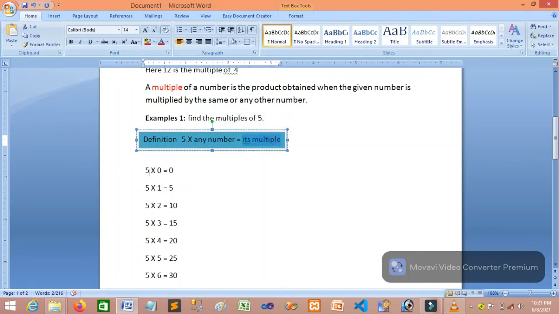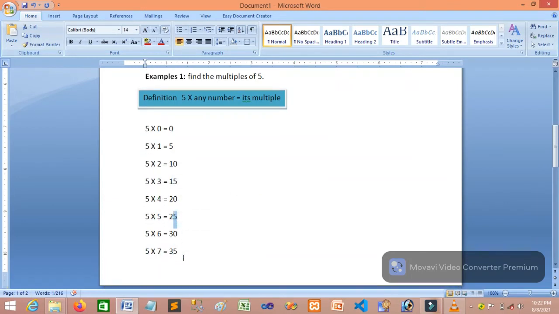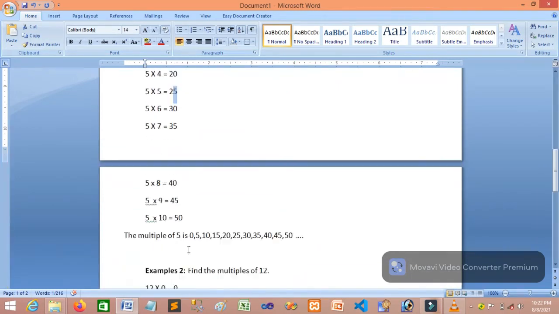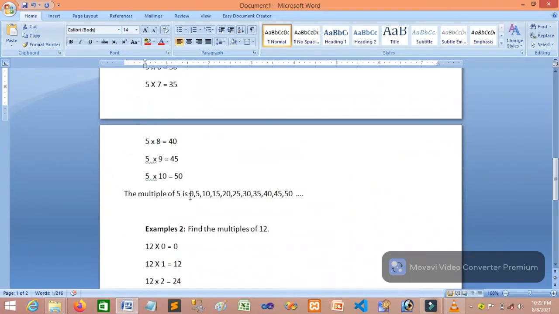So I want to find out the multiple of 5. So I multiply first by 0, then I got 0. Then again I multiply by 1, then I get 5. Then 2, I got 10. Then 5 into 3, I got 15. Then 5 into 4, I got 20. Then 5 into 5, 25, and so on. So finally this is the multiple of 5. So the multiple of 5 is 0, 5, 10, 15, 20, 25, 30, 35 and so on.